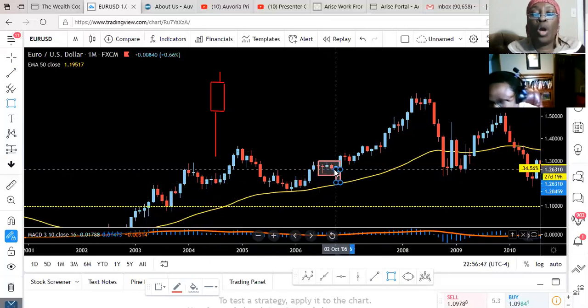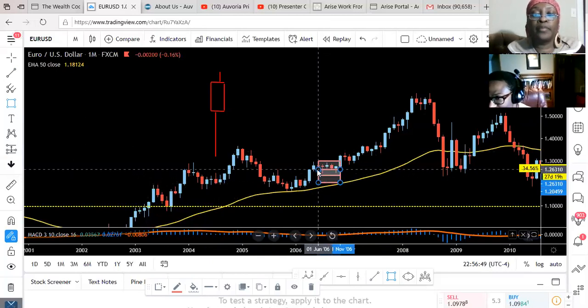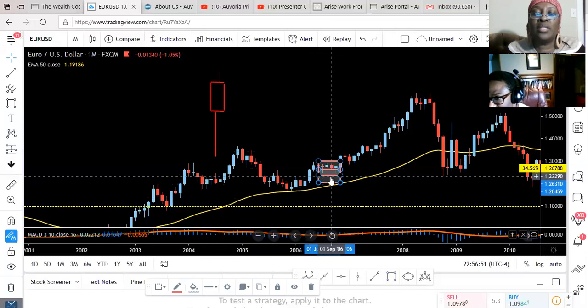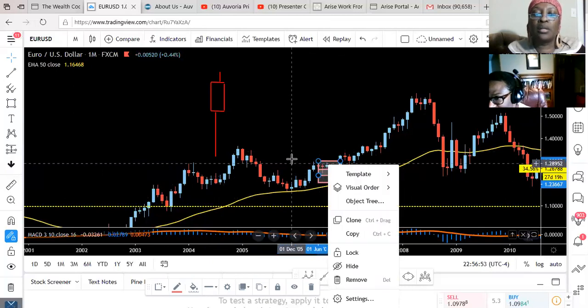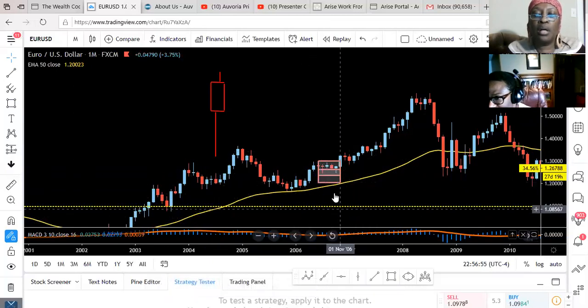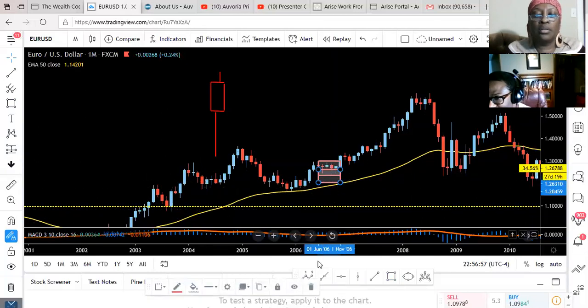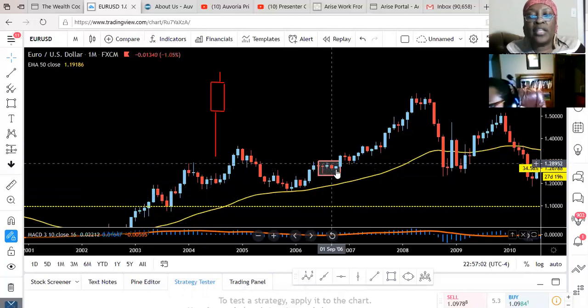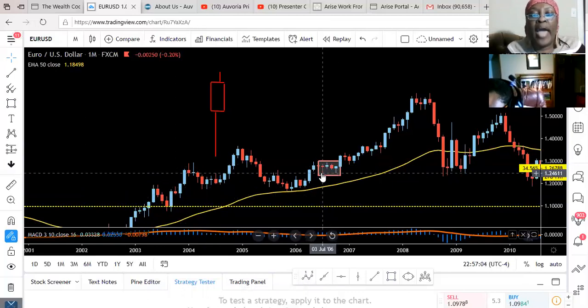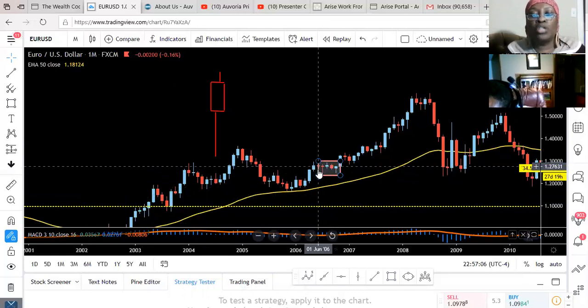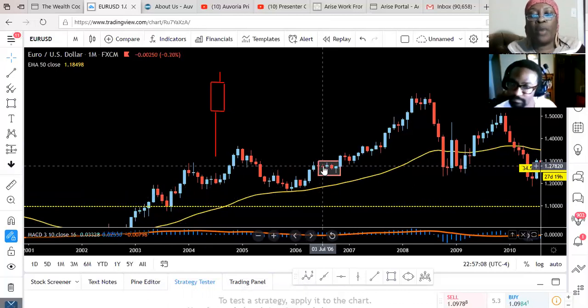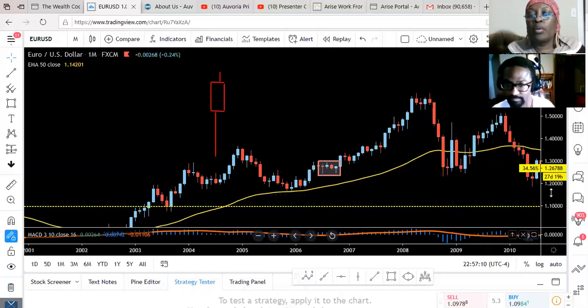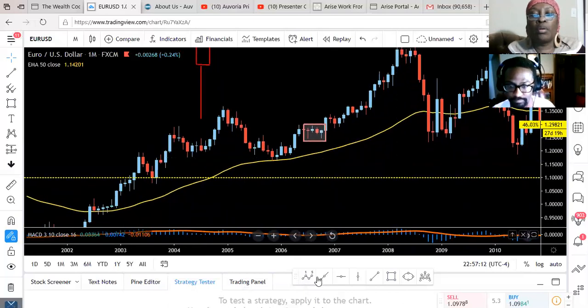Okay, so you see inside of this box here, we have a couple of dojis. A doji, this is a great example of a doji.